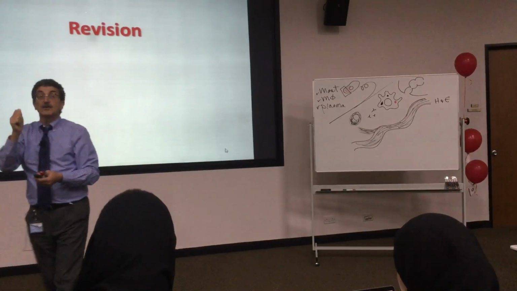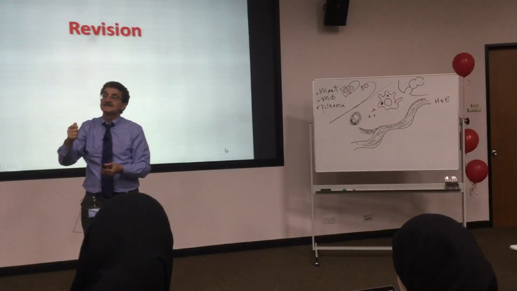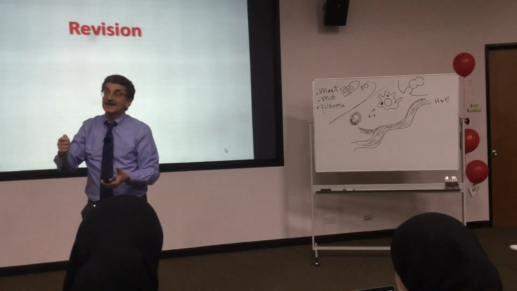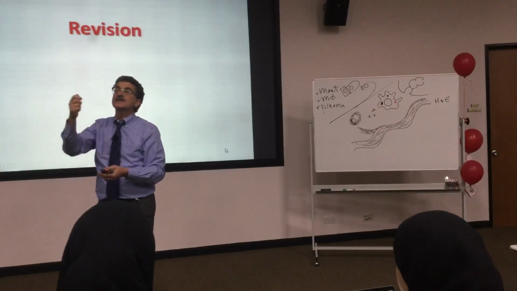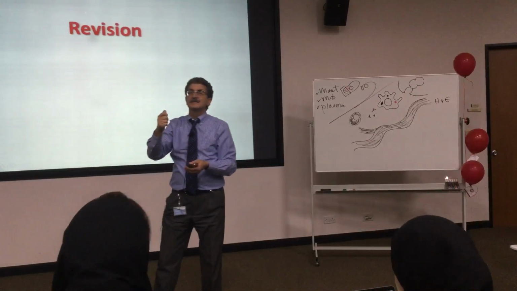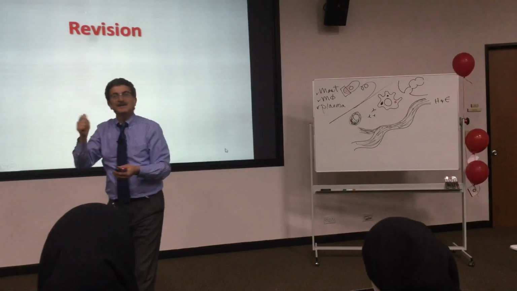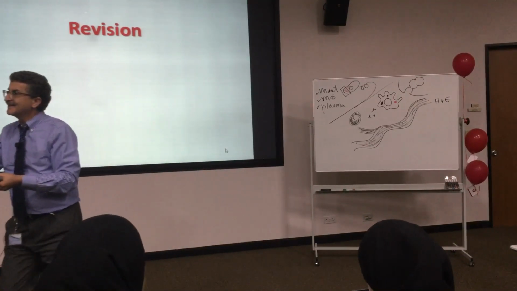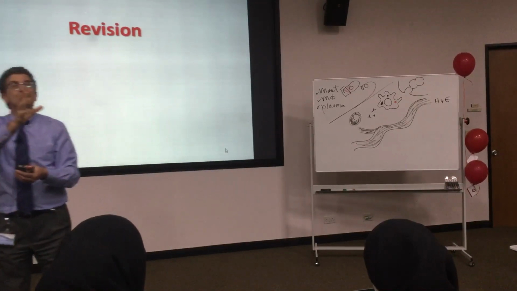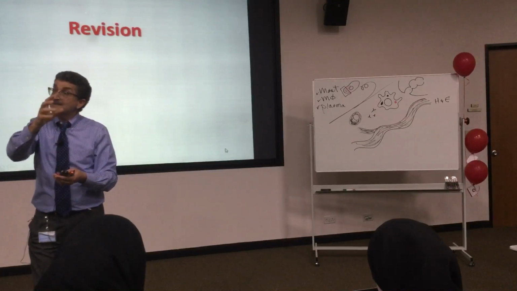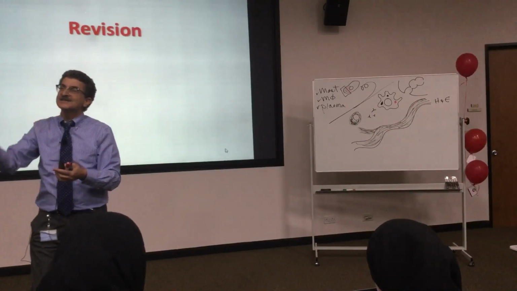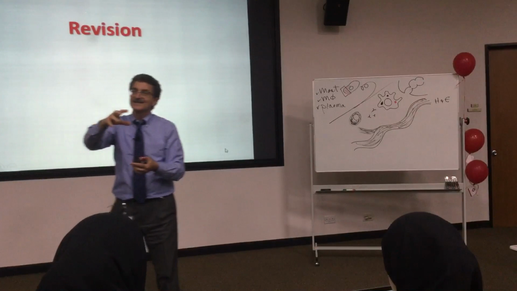Plasma cells, are they always basophilic? Yes, they are basophilic. Where do they come from, plasma cells? What is the origin of plasma cells? B lymphocytes. So when B lymphocytes are activated, they differentiate and become plasma cells. If it is a plasma cell, it has to be basophilic because it is a differentiated B lymphocyte.